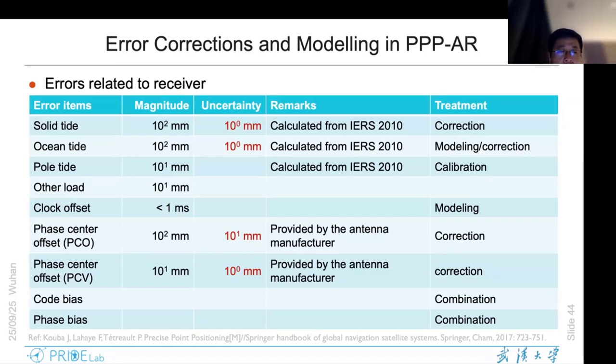And then we have the receiver antenna as well. They have the phase center offset and the phase center variation errors. These two kinds of errors can be larger than the errors from the satellite. We have to use the corrections provided by the antenna manufacturer. In this case, we can have the position of the station calculated at the phase center, rather than any other point which cannot be measured by the electromagnetic waves directly from the satellites.